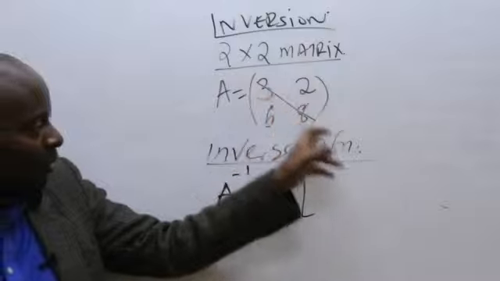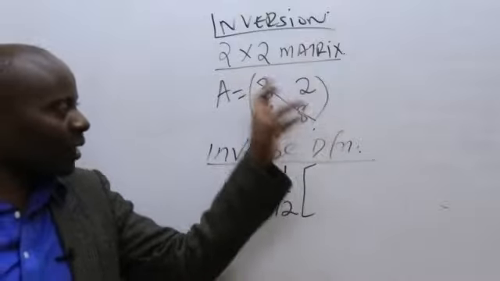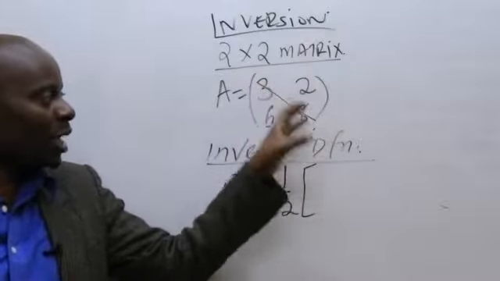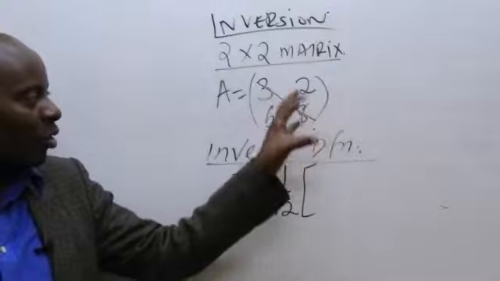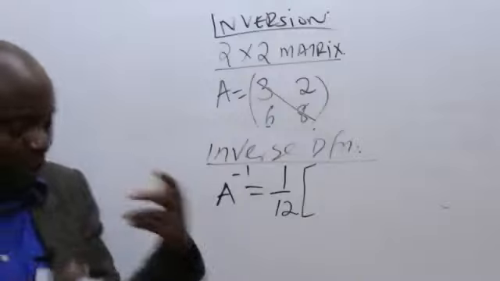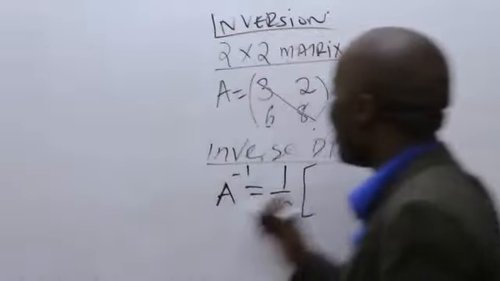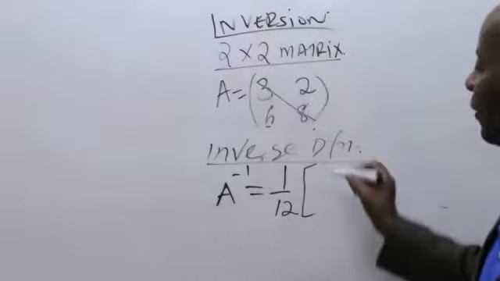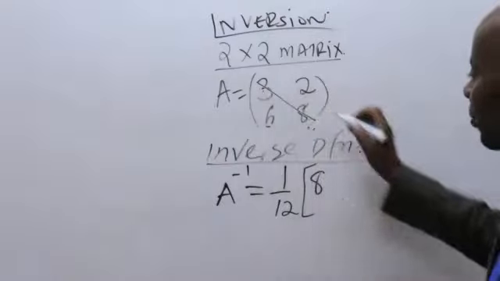These are the primary elements. So we swap them. They take their respective positions. In this case, we interchange them between their respective positions. So we have 8 taking the position of 3, and 3 taking its position, like that.